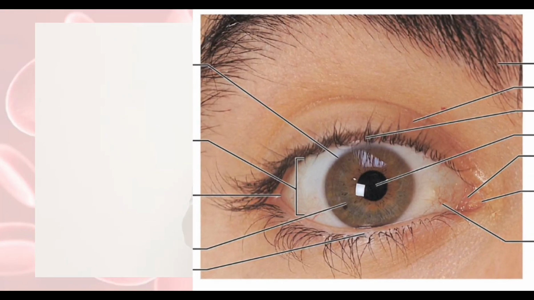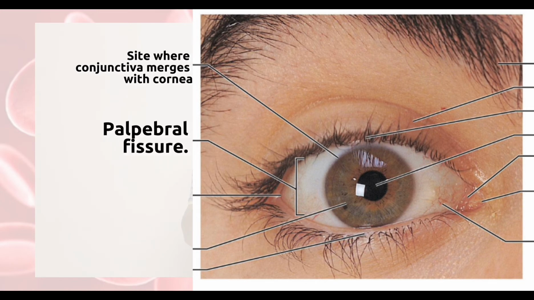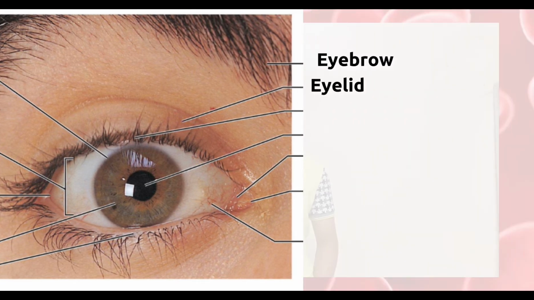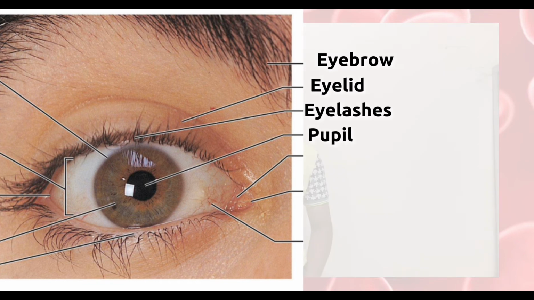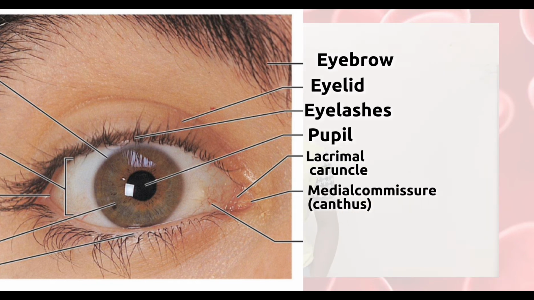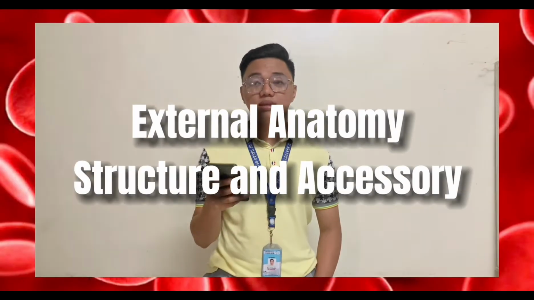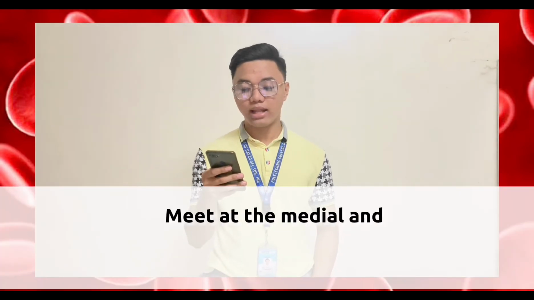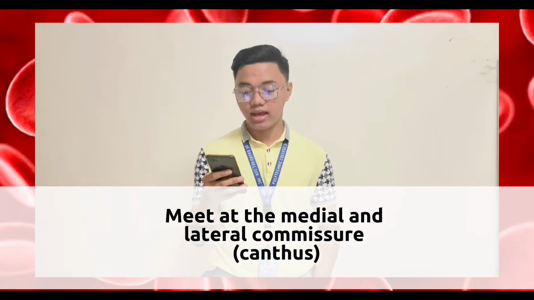First is the site where the conjunctiva merges with the cornea. Palpebral fissure, lateral commissure or canthus, iris, eyelid, eyebrow, eyelashes, pupil, lacrimal caruncle, medial commissure or canthus. The sclera is covered by the conjunctiva. The external accessory structures of the eye: eyelids meet at the medial and lateral commissure or canthus.